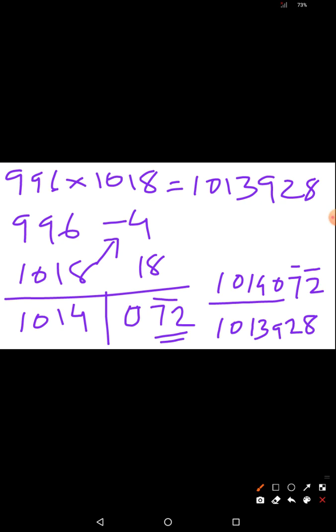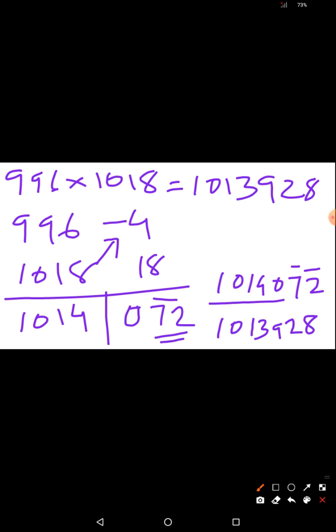Otherwise, how many multiplications you have to do? 3 multiplications and then 3 lines of addition, and that many operations you have to do. So this is very simple. If you practice this, by practice only you will learn. This is very good for competitive exams and all. You can save that much time.